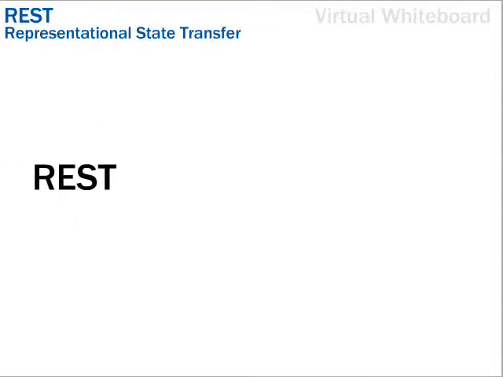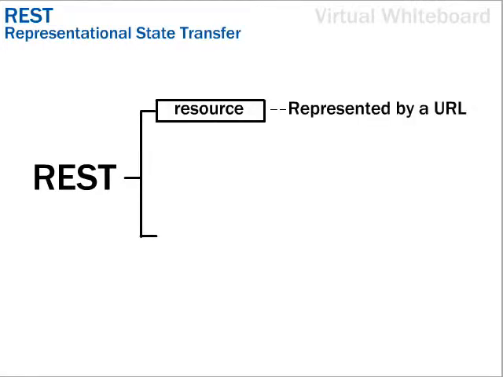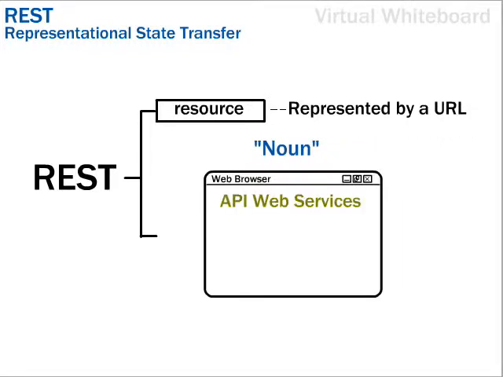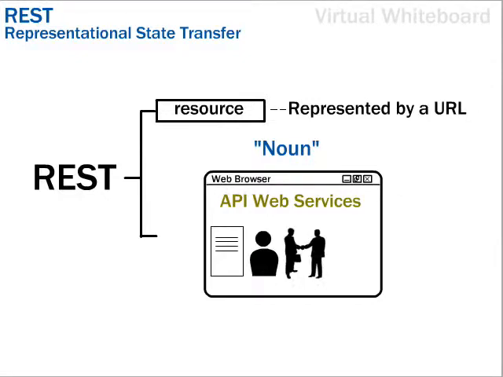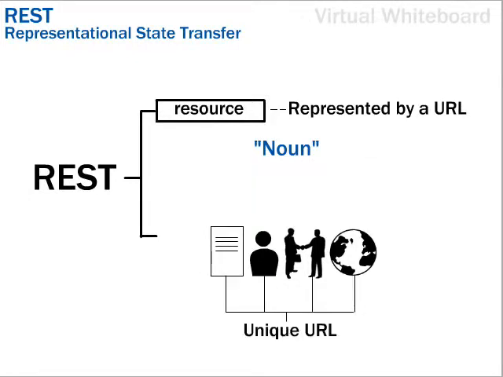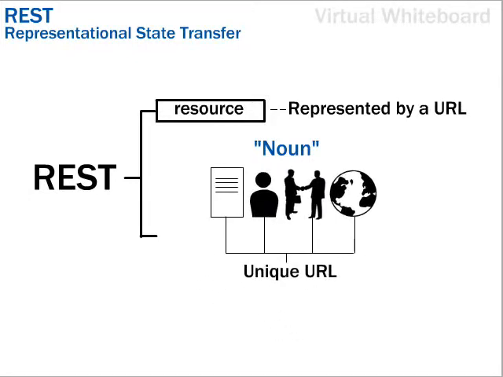REST is centered on two main principles for generalized network design. Resources are represented by URLs. A resource can be thought of as a noun and refers to some entity we want to deal with in the API of a web service. This could be a document, a person, a meeting, a location, and so on. Each resource in a REST application has a unique URL.